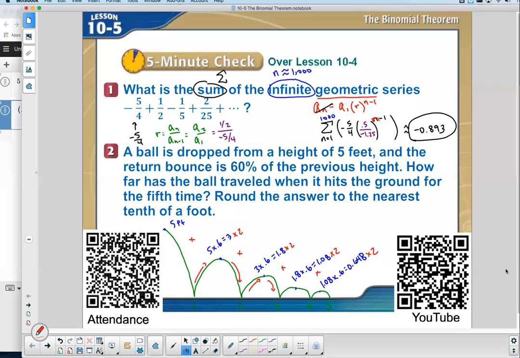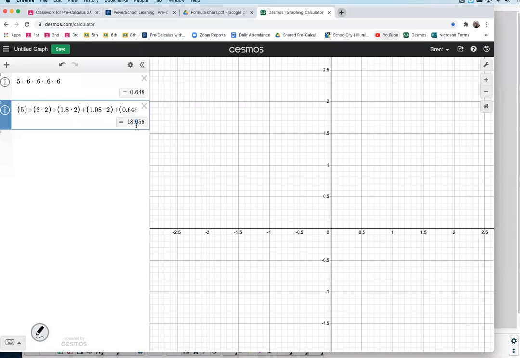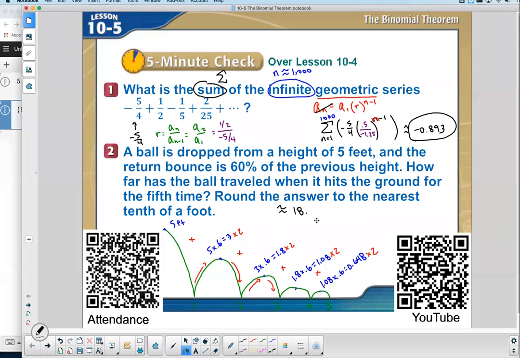So it's 18.056. This says round to the nearest tenth. So it would be roughly 18 point. If I round to the 1 decimal, the tenth has a 0, so would that become a 1 or stay a 0? It actually becomes 1, because this next number is a 5, it rounds up, and so it'd be 18.1 feet. That would be our solution here.